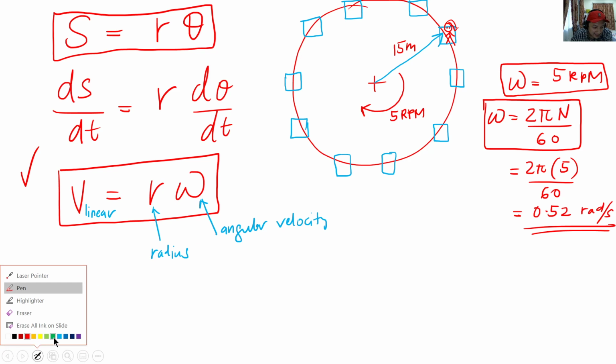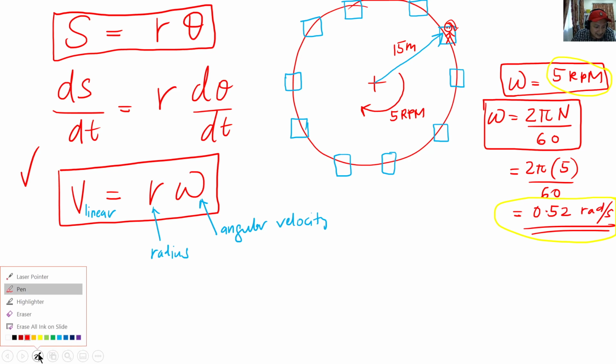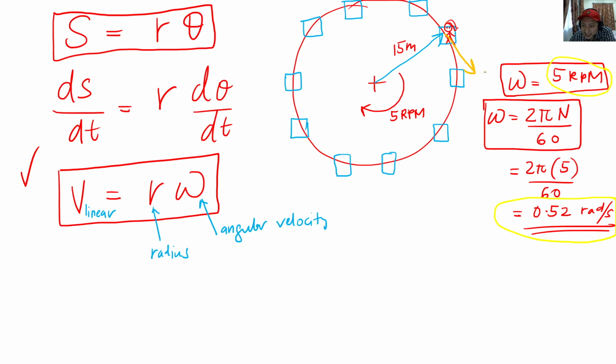See what I was talking about? Nobody can really imagine 0.52, but 5 RPM people can really imagine. If an engineer tells you this is rotating at 0.52 radian per second, nobody can imagine anything. That's why people stick to RPM. It is something that you can visualize. So now, although this guy is rotating, it does experience something called linear velocity. This linear velocity is called tangential velocity.